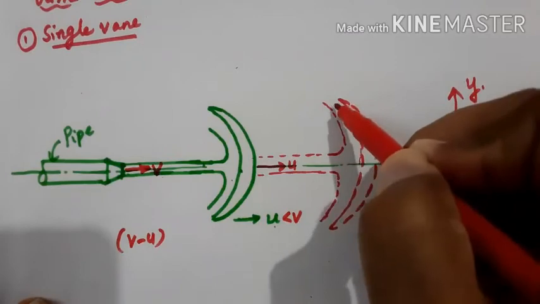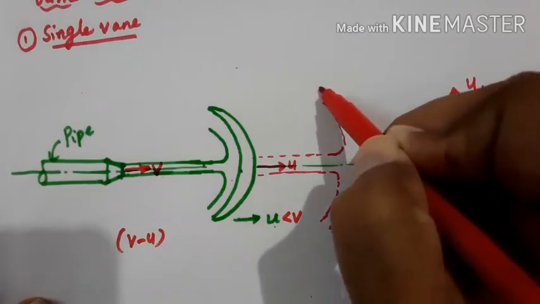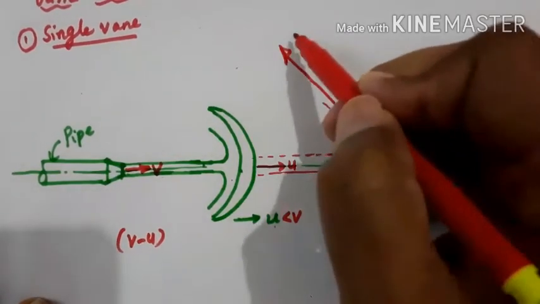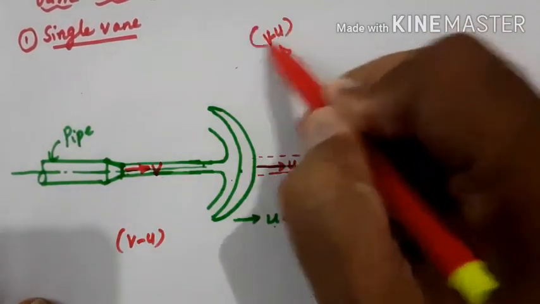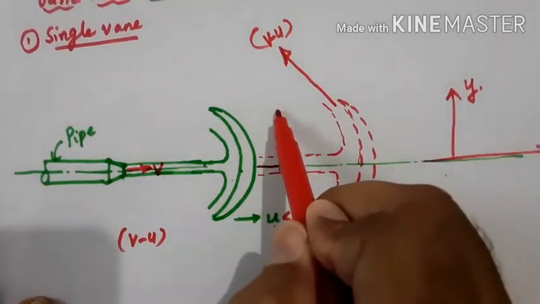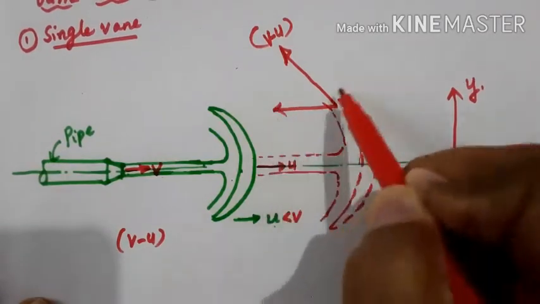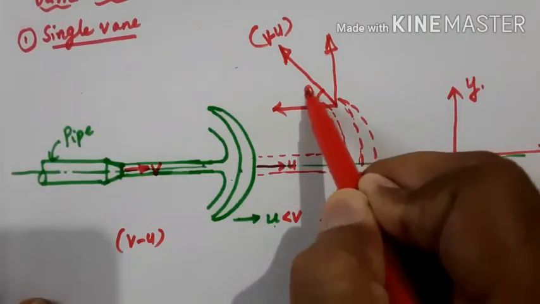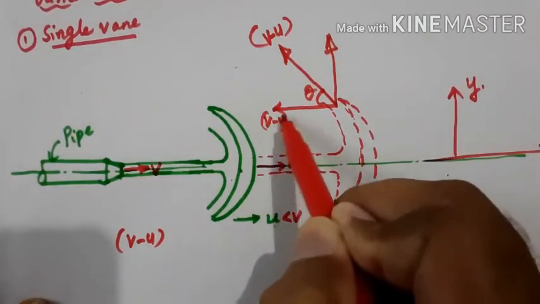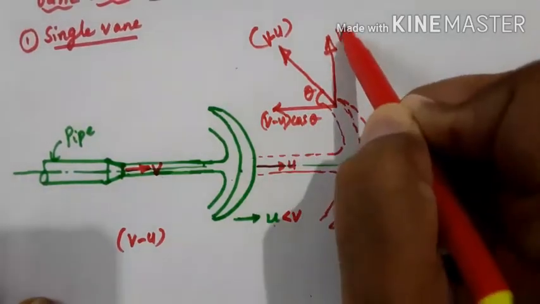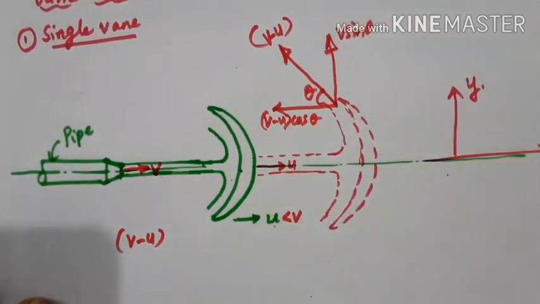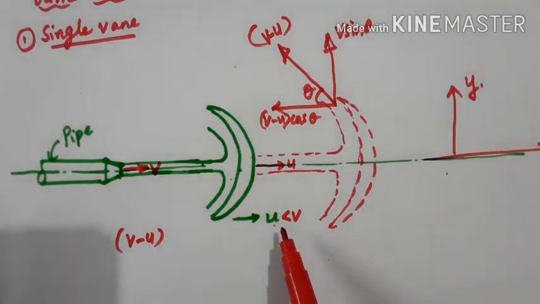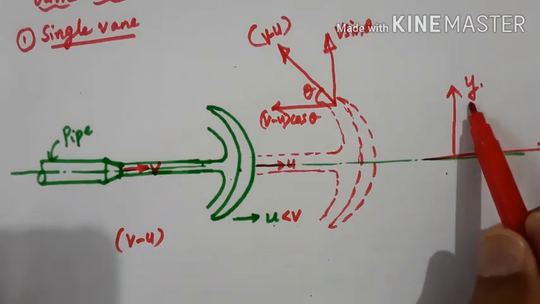Then it goes out of the vane with the relative velocity v minus u. Then again, if you resolve this, you will get two components. This is theta, and this component is (v minus u) cos theta, and this will be (v minus u) sin theta. Again, as usual, we have to apply the impulse momentum equation to calculate the force in x direction as well as the force in y direction.